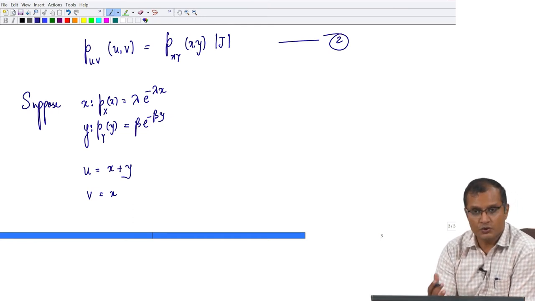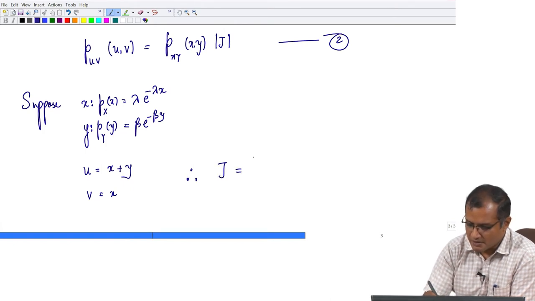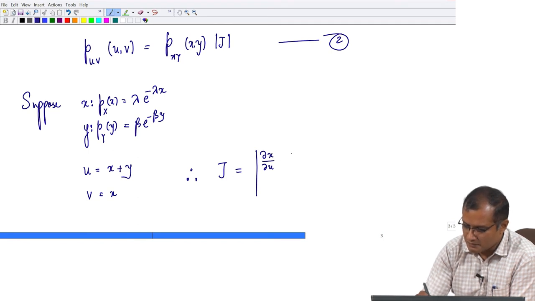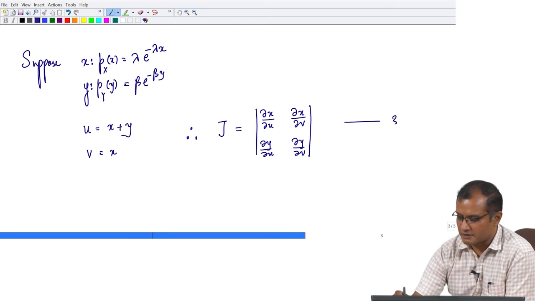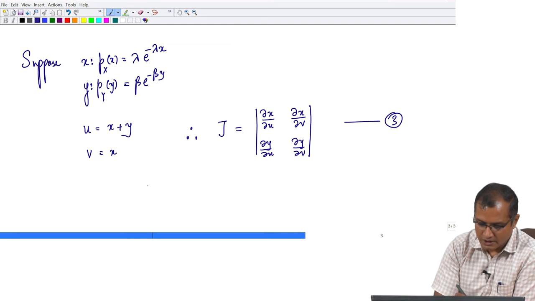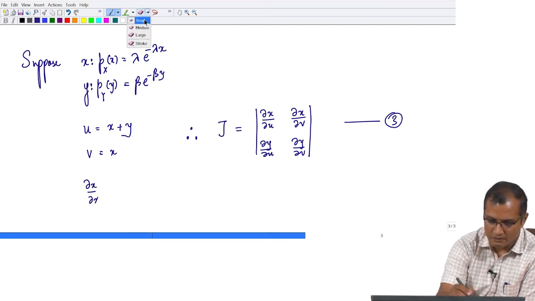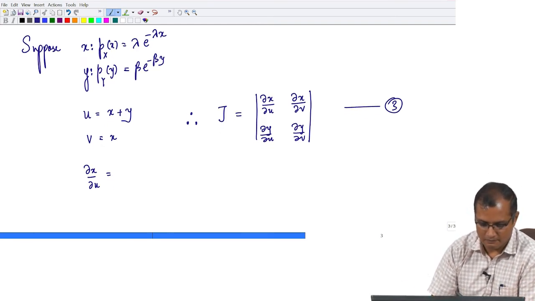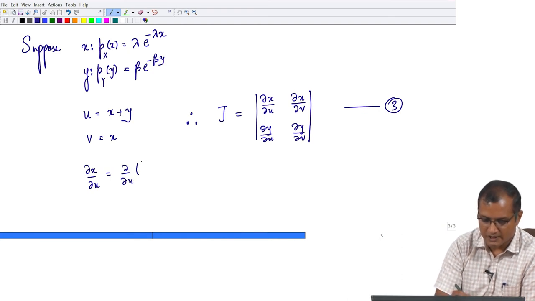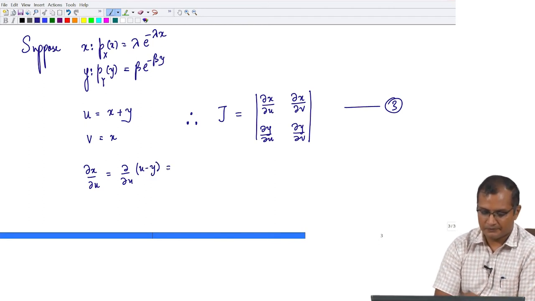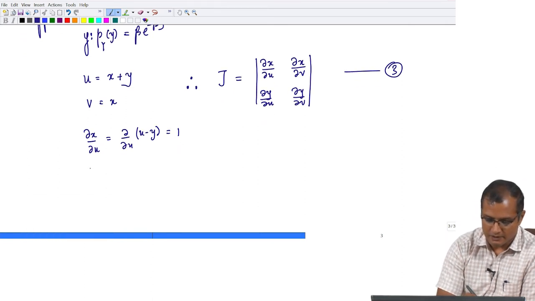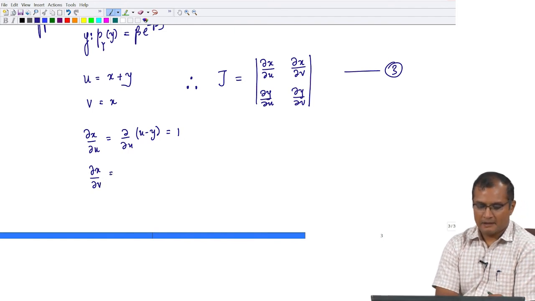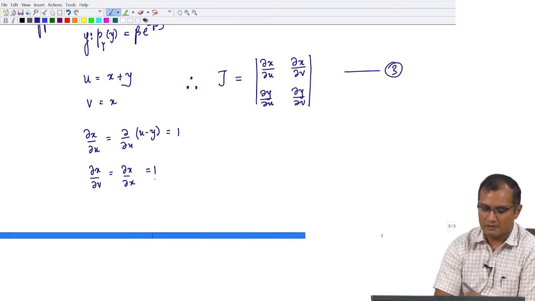We have gone from x y to u v. So, therefore, the Jacobian is dx over du, dx over dv, dy over du and dy over dv. Okay. So, we can call this equation 3, our Jacobian. So, compute all these derivatives. So, dx over du, we can write it as d over du of x, which can be written as u minus y. So, this is just 1. And dx over dv is nothing but dx over dx, because v is equal to x. So, that is 1. Okay.